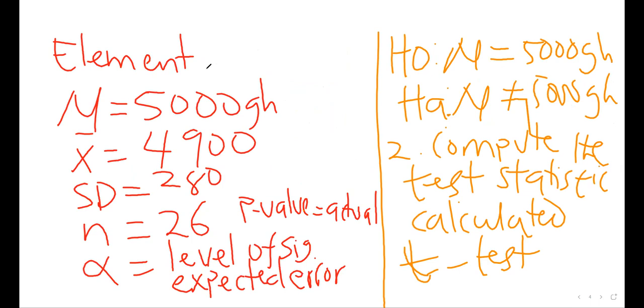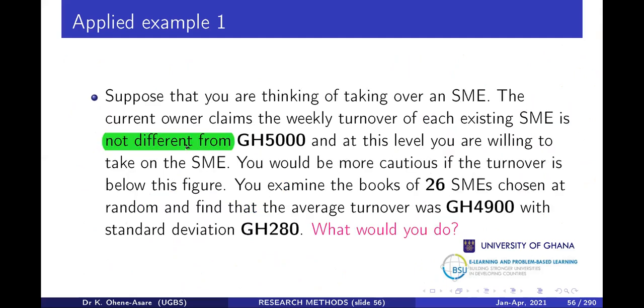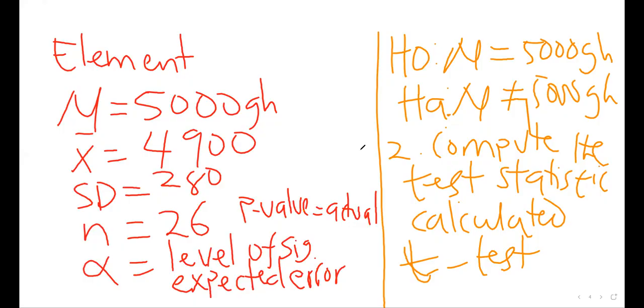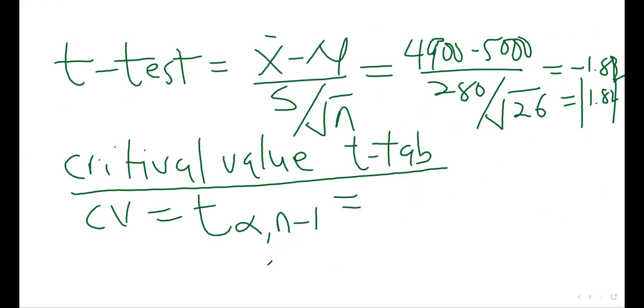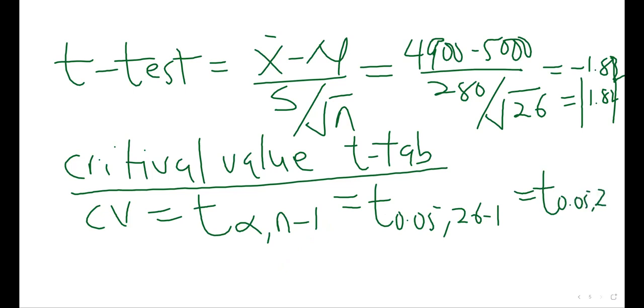Now in any preamble, in any storyline like the one we had, if alpha is not given, and believe you me, in this storyline alpha wasn't really given, you assume a default alpha, and the default is always 5%. So you have to assume that the default alpha is 5%. You rewrite the whole thing again, and then you have T subscript 0.05, which is 5%, comma n is 26, so you have 26 minus 1. Your final critical value will be T subscript 0.05 and then 25.